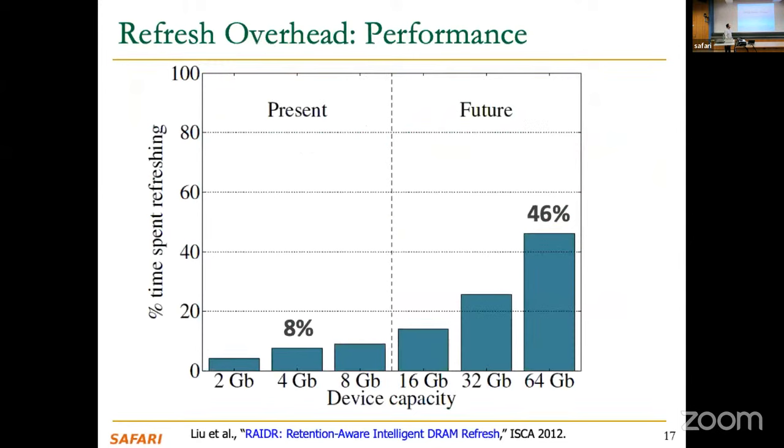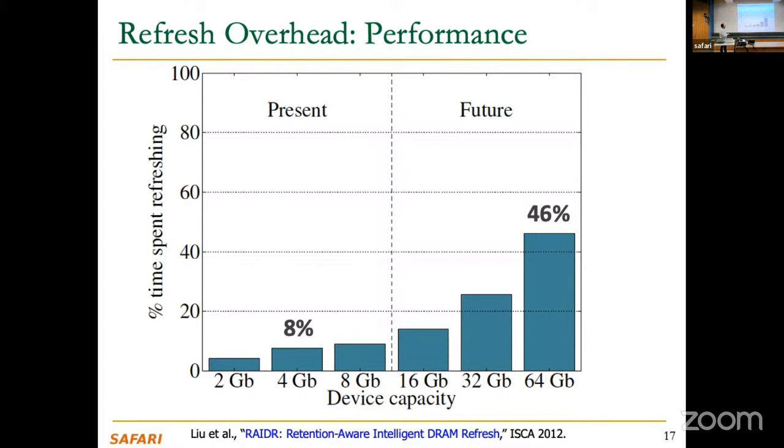Okay, let's go back to the DRAM refresh overhead. So we were talking about performance overhead, or as you said, it reduces memory bandwidth. You can also measure that, but when you look at the overall system performance, it's easier to relate. On the x-axis, you can see the device capacity increases. And on the y-axis, you see the percentage of time spent for refreshing. Actually, this is a bandwidth analysis in a sense.